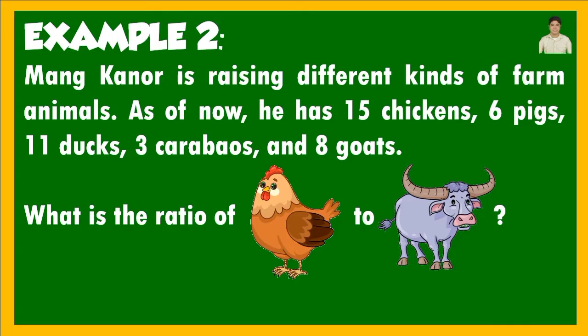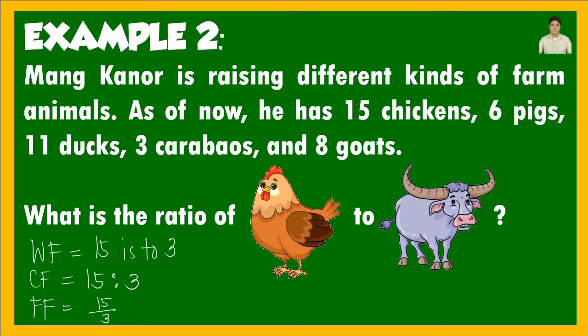Ayan, so pwede rin po natin yung gamitin, yung mga picture, syempre, mas maintindihan ninyo bilang mga pupils. So syempre, ayan, nakikita natin yung mga pictures. Chickens to carabaos. So the number of chickens, 15. The number of carabaos, 3. So, in word form, pwede siyang isulat as 15 is to 3. In colon form, 15 colon 3. And then in fraction form, pwede siyang 15 over 3.